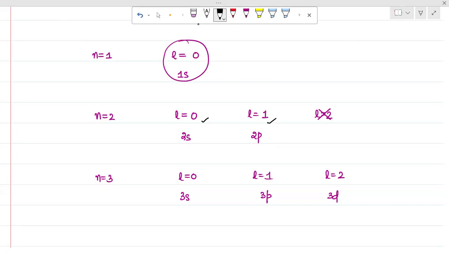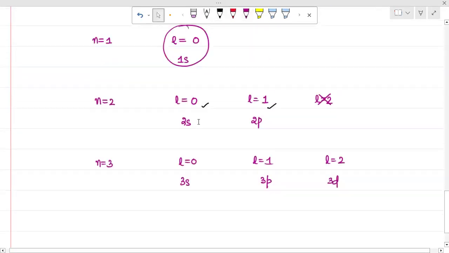All right. Next. So that's all about azimuthal quantum number. It will give you an idea of what is the subshell in which the electron is sitting. Next.